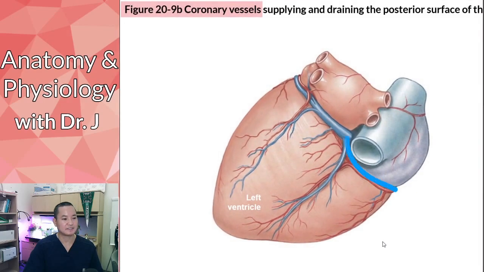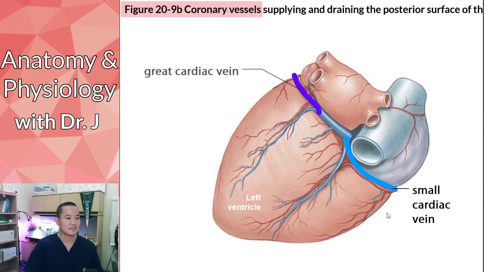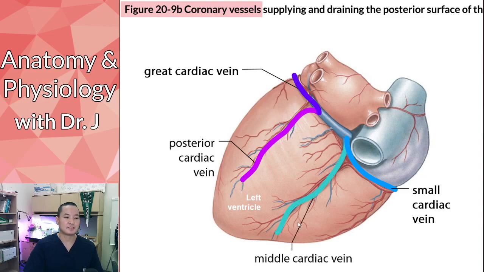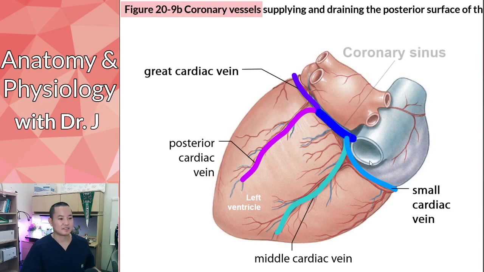Now, the small cardiac vein kind of boomerangs from the front anterior to the back posterior. And then the great cardiac vein also does that as well. Then the posterior cardiac vein fuses with the great cardiac vein at the coronary sinus. And you also have the middle cardiac vein over here joining the small cardiac vein. Now notice that all four of these vessels lead to the same chamber. This is what we call the coronary sinus.